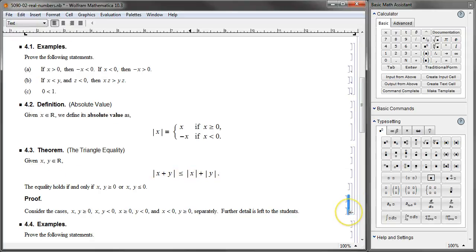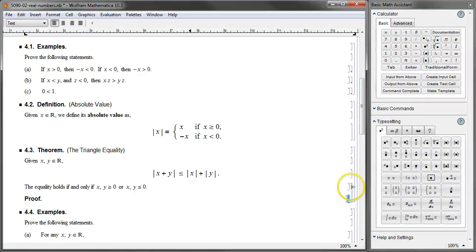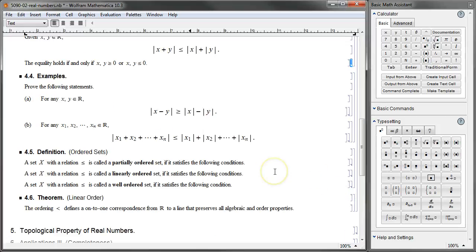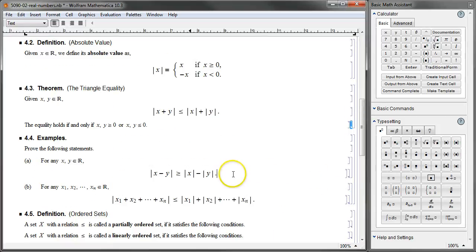And did I put proof? No, I didn't really bother, just too tedious. Consider 4 cases: both positive, both negative, one positive and one negative, one negative and the other positive. And then you can use the triangle inequality to prove something like this. I think I left it as homework, so you can go ahead and do that.